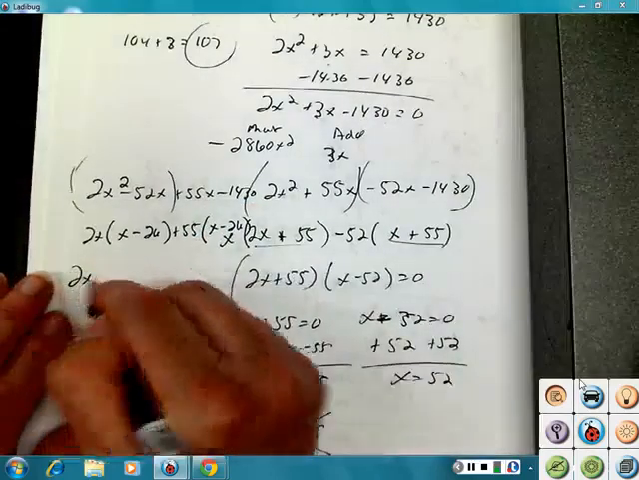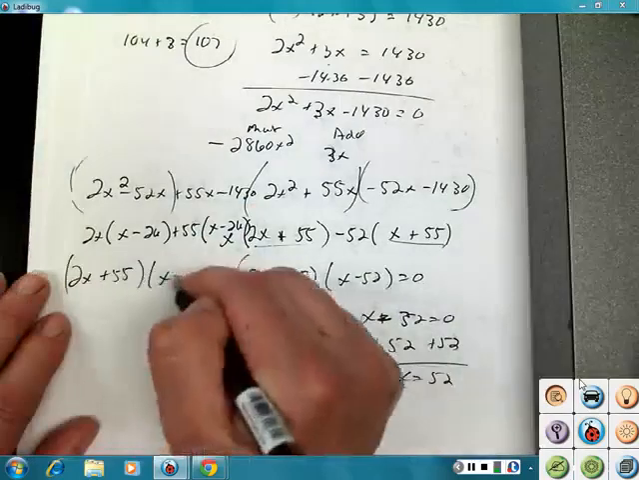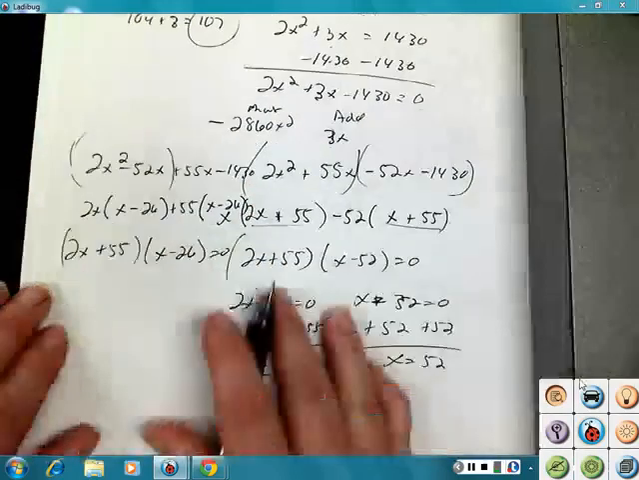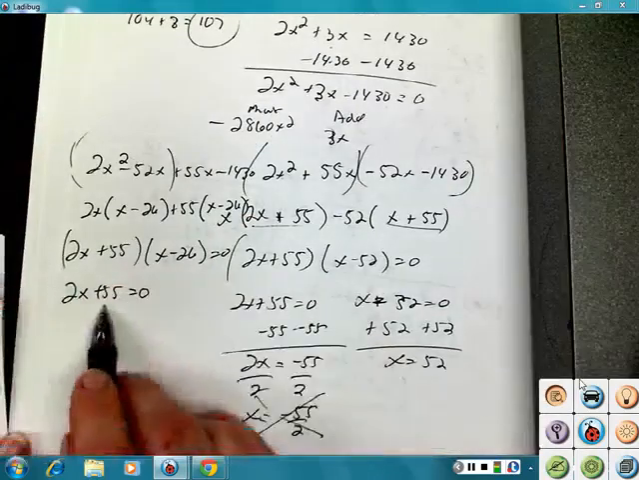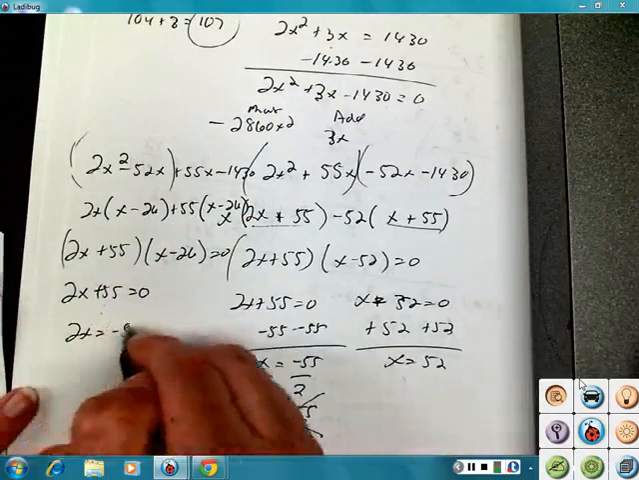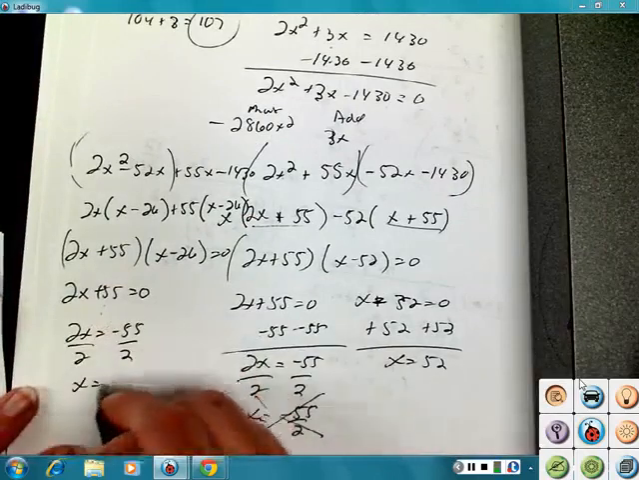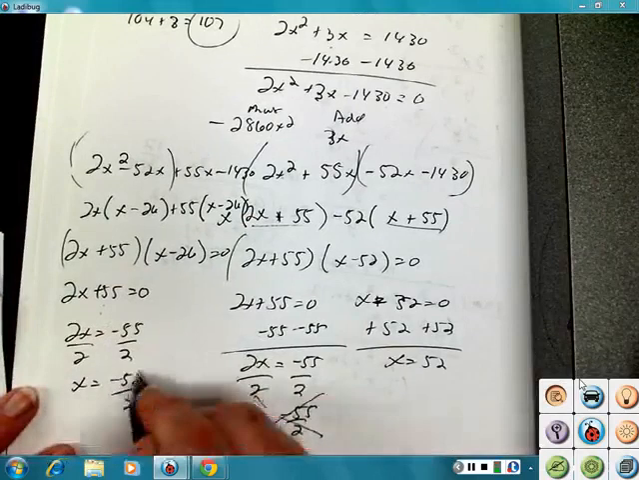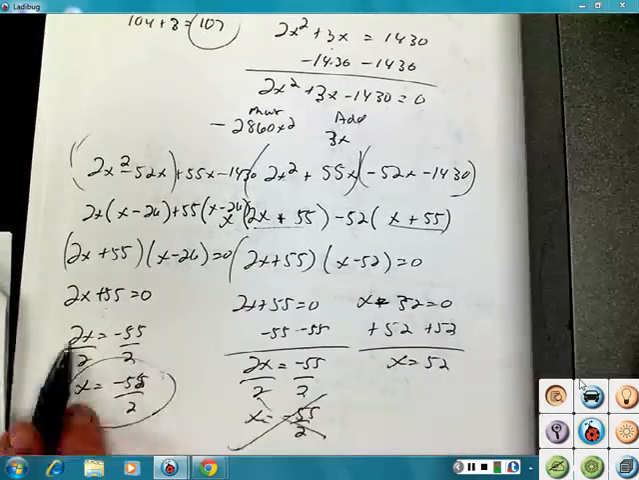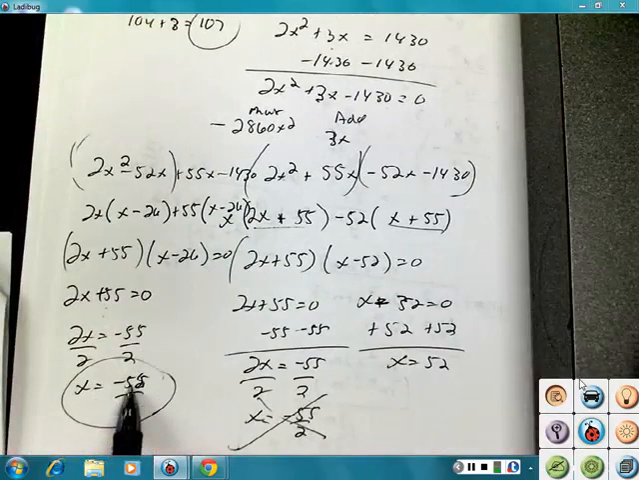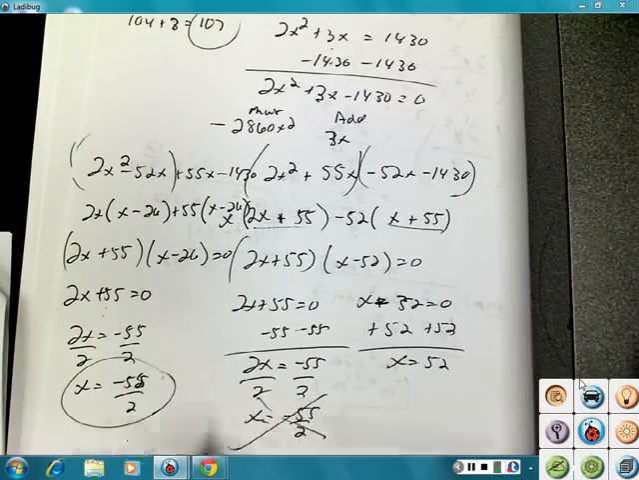So 2x plus 55 times x minus 26 equals 0. Set them both equal to 0. But then you have a negative. This one I will, because I'll have 2x equals a negative 55 divided by 2, but it tells me in there that I can't use the negative because it says positive. Right, but the 2 is positive, but the 55 is now negative when I move it over. It's a negative 55 divided by 2, which remains negative.